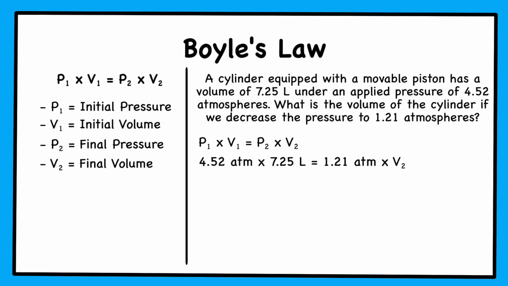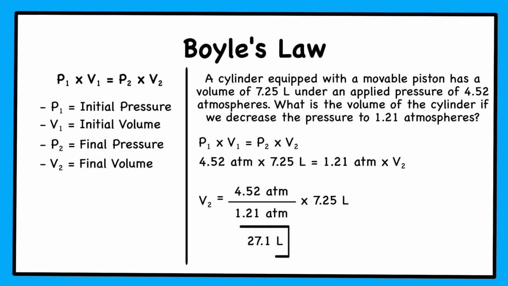This would result in P1 divided by P2 multiplied by V1, or 4.52 atmospheres divided by 1.21 atmospheres, and multiplying that by 7.25 liters. If we do the math outright, our new volume would be 27.1 liters, which makes sense because if volume and pressure are inversely related to each other, then if we decrease the atmospheric pressure of the gas, the amount of space that it would take up would then increase.